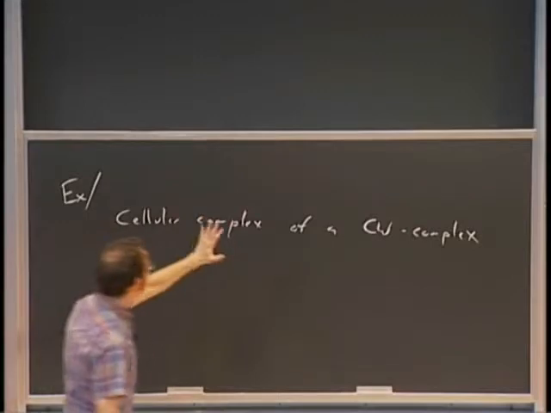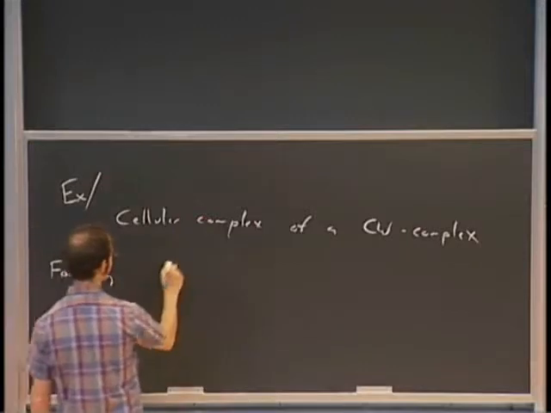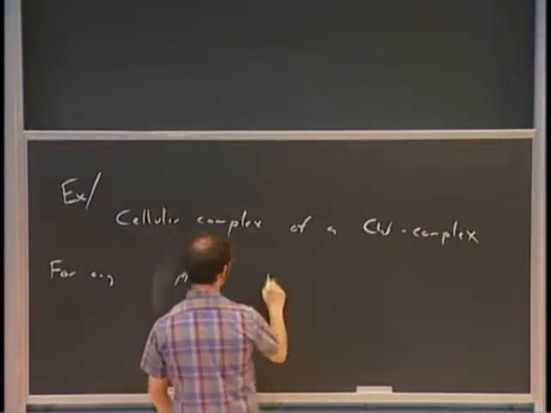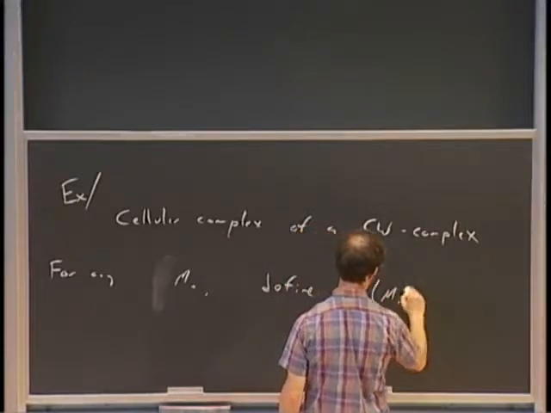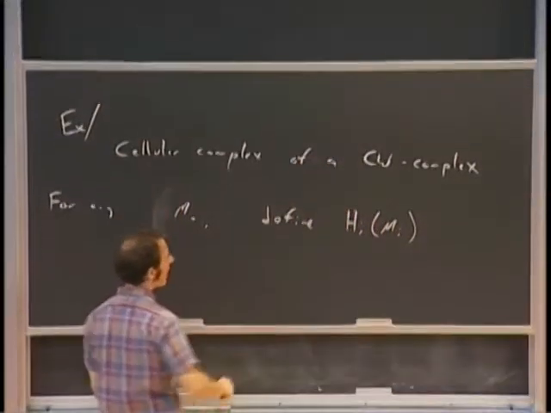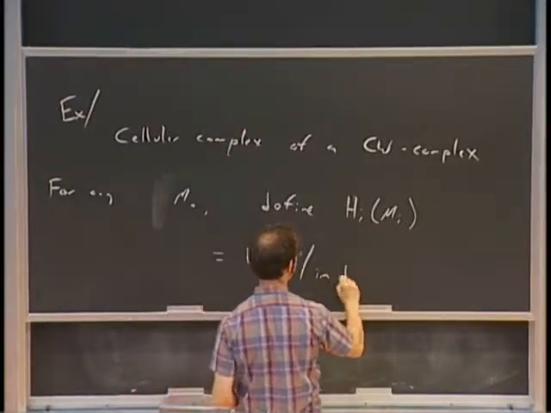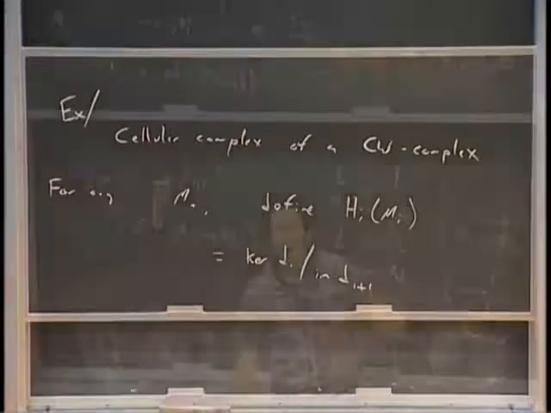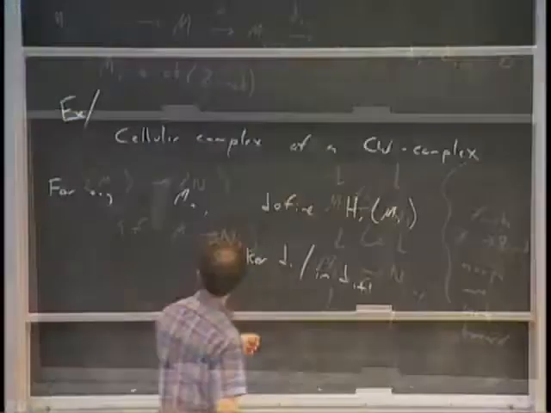But anyway, so we have a complex, and of course, for any complex, we can define the homology of M_i. And what that is, remember, is just the kernel of d_i mod the image of d_{i+1}. And the constraint that d composed with d is zero tells us that this actually is meaningful, right? OK, so we have the homology.